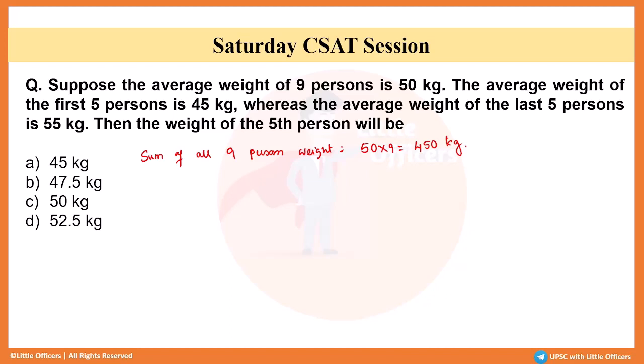Second is saying that the average weight of the first 5 persons is 45, whereas the average weight of the last 5 persons is 55. Then what is the weight of the 5th person? See, यहाँ पर 5th person double counting हो रहा है. देखो, suppose if you have 9 persons, 1 2 3 4 5 6 7 8 9, so यहाँ पर 4 हो गया, यहाँ पर 4 हो गया, ये 5th person जो है वो डबल काउंटिंग हो रहा है.